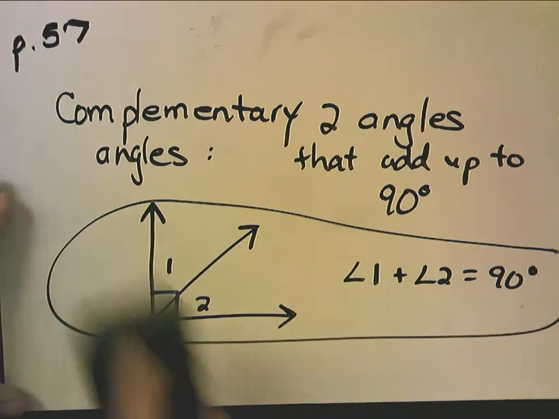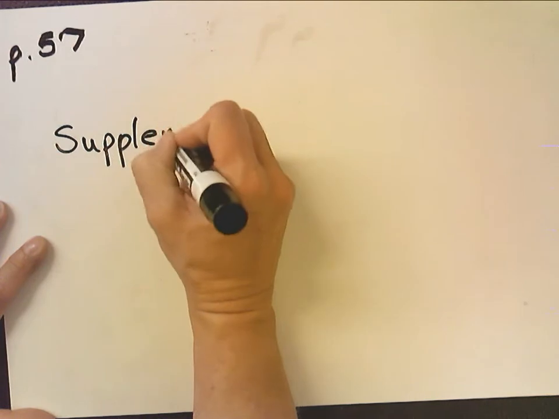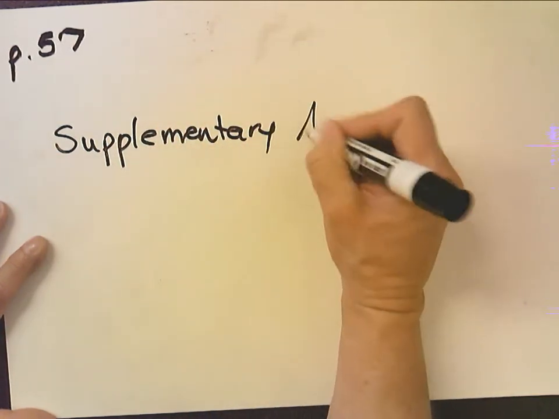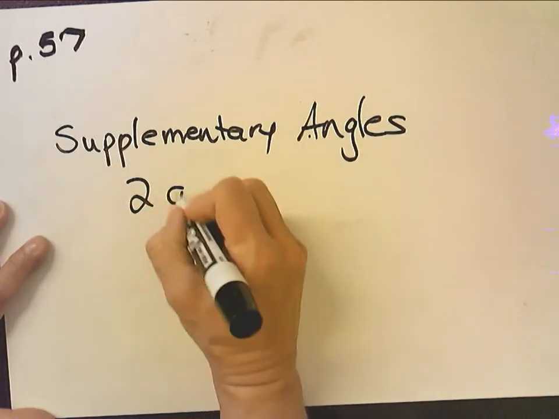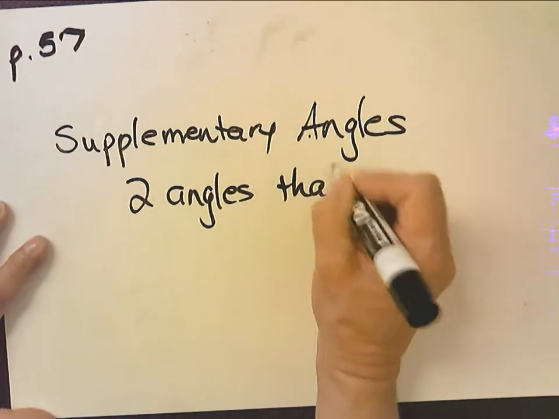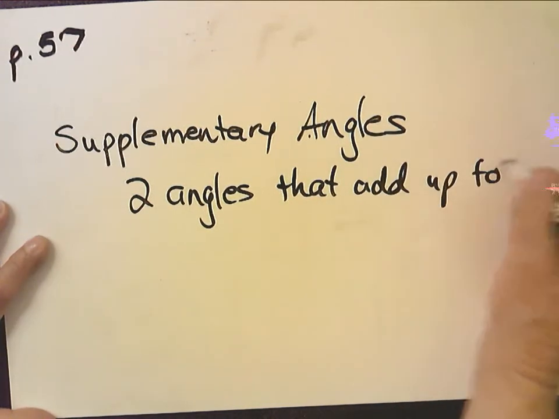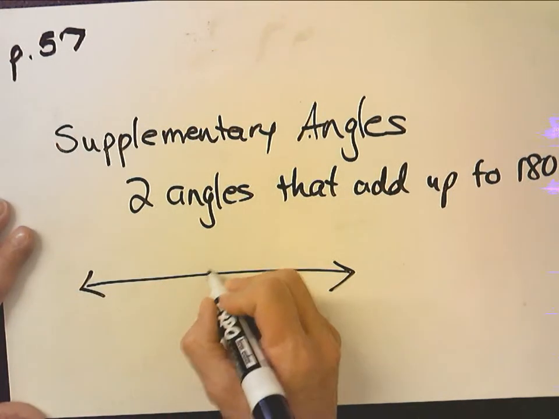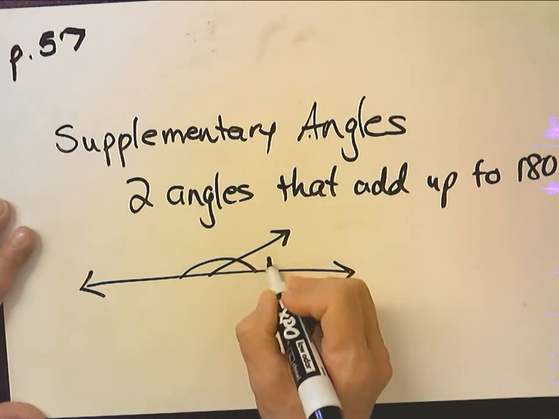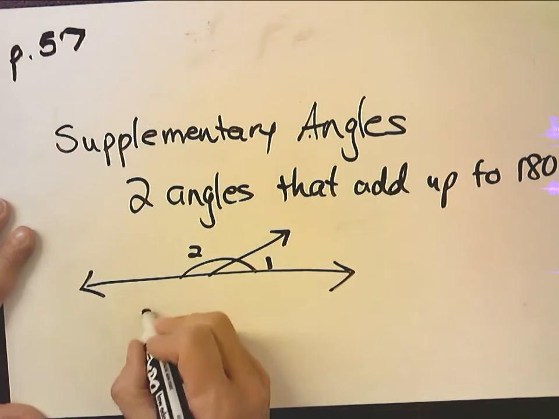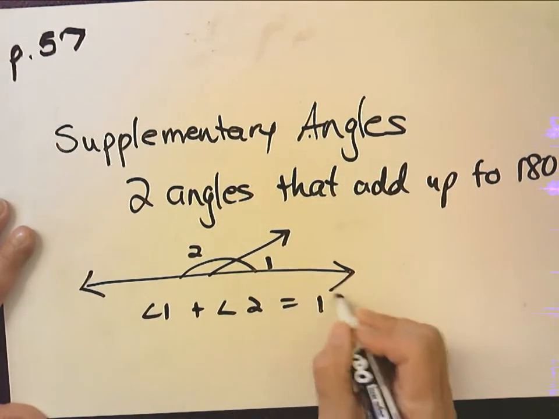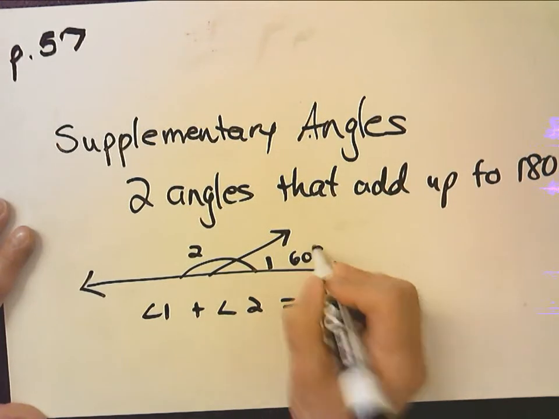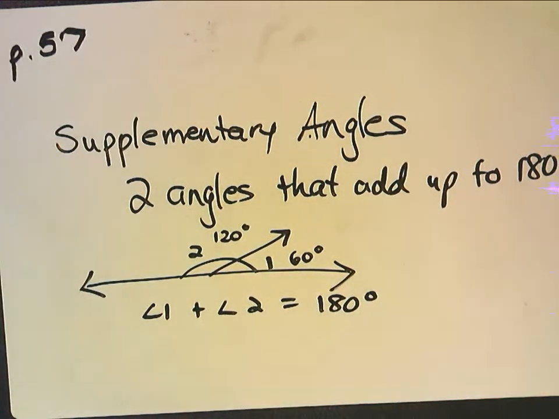That's complementary angles. Now, supplementary angles, I want you to write two angles that add up to 180. And here we're going to draw a straight angle. Remember, a straight angle is 180 degrees. And we'll make this angle 1, this angle 2. So angle 1 plus angle 2 equals 180 degrees. So if this was 60, this would have to be 120. So copy that to the left-hand side of your notes.